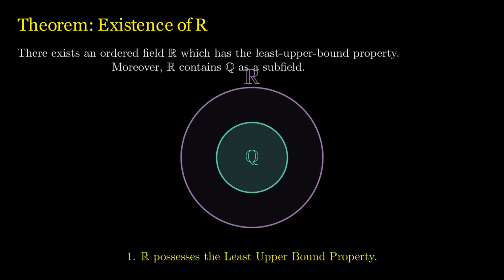This new field provides the completeness we were missing, while preserving all the arithmetic and order of the rational numbers we already know. The proof is a lengthy construction process, but it actually constructs R from Q.